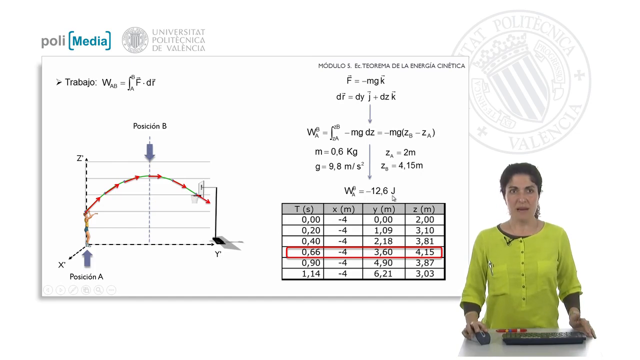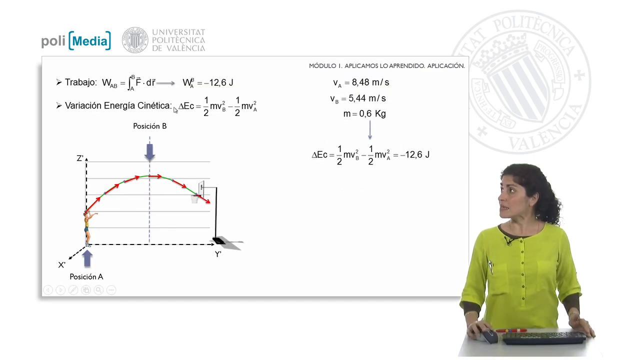Let's analyze now what happens with the kinetic energy evaluated between those two positions as well. For the kinetic energy evaluated between those two positions, I need to know the mass, which I know, and the velocities at those two points that Amanda already informed us in the statement. Substituting the value of the velocities and taking into account the mass, I obtain that the variation of the kinetic energy is also minus 12.6 joules.